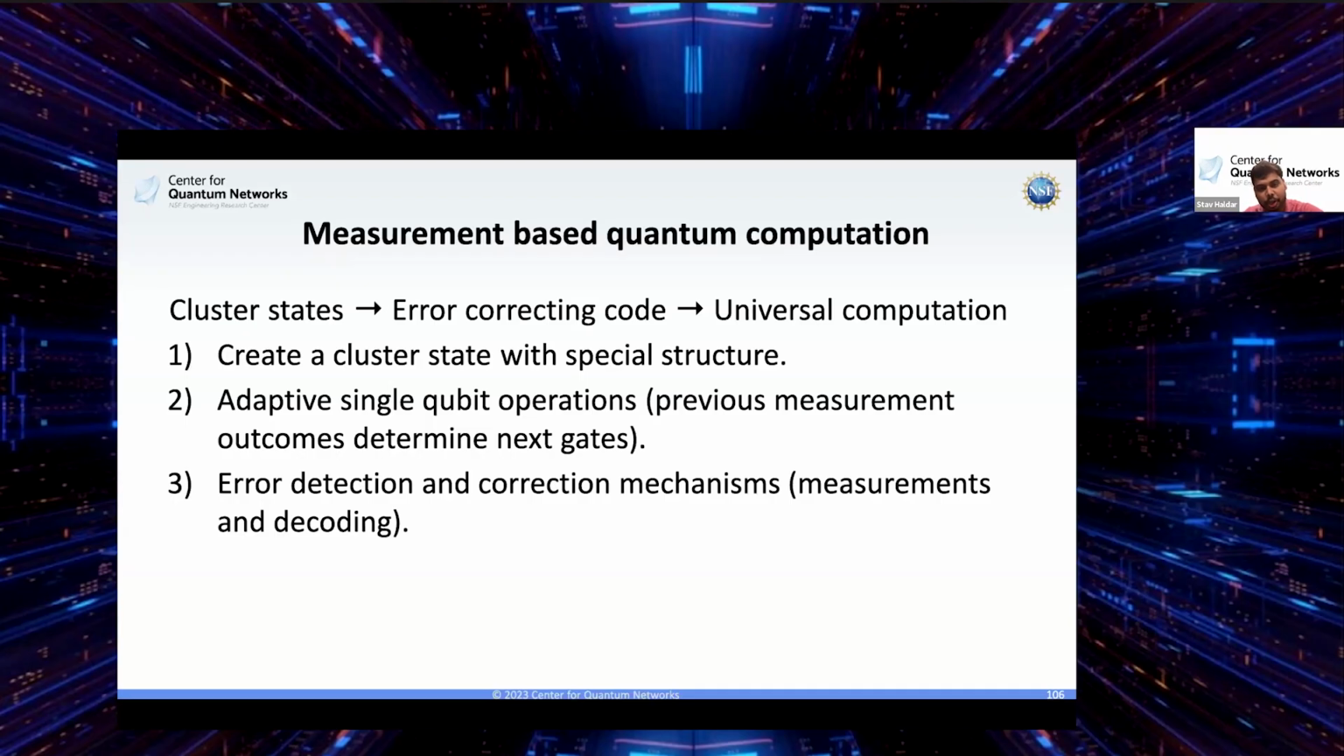But now you only need to do single qubit operations. But these operations are adaptive in the sense that if you do, say, one measurement and you get a particular outcome, then you do one kind of operation. If you get the other outcome, then you do another kind of operation, right? So there's some kind of adaptiveness in the single qubit measurements.